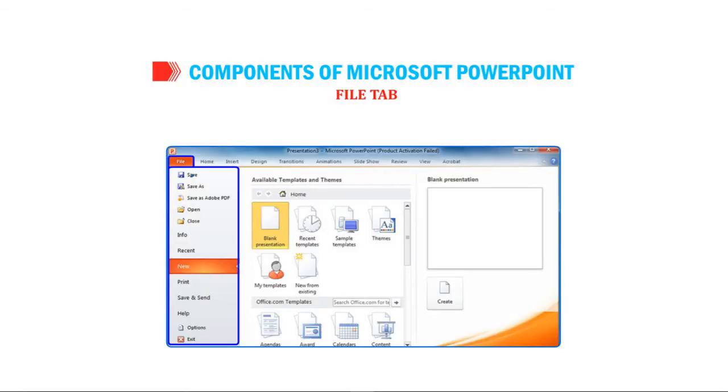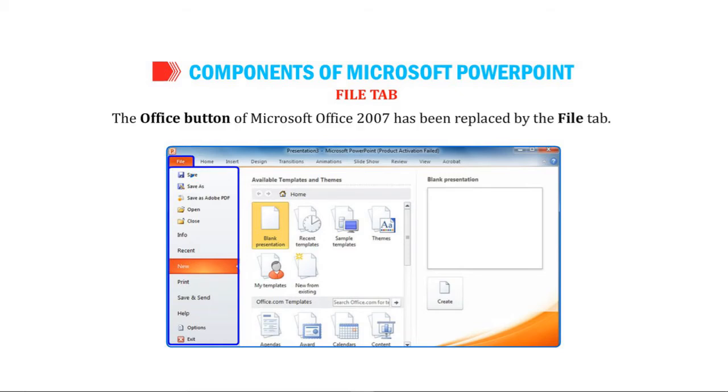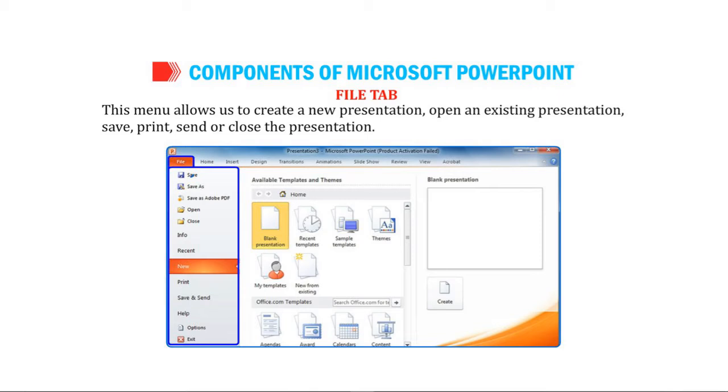Now, let's understand the File tab. The Office button of Microsoft Office 2007 has been replaced by the File tab. This menu allows us to create a new presentation, open an existing presentation, save, print, send, or close the presentation.